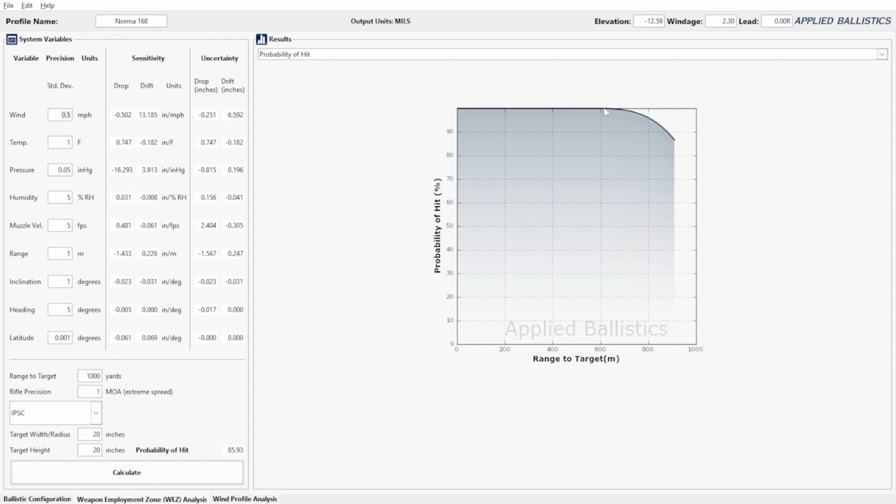You can see here range to target and then your probability of hit. So you're at 100% all the way up to over 600, and then as we start to drop away, just after 600, our percentage starts to decrease. And when we get to around 850, we're going down to about 90% hit probability. And there's a number of different outputs you can use this for.